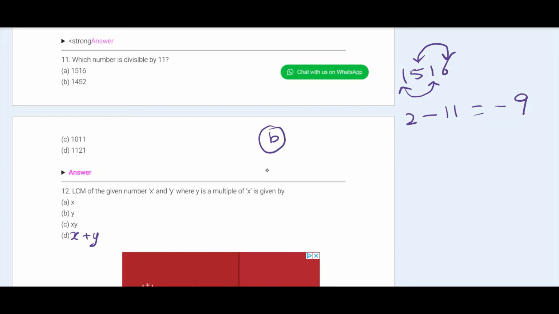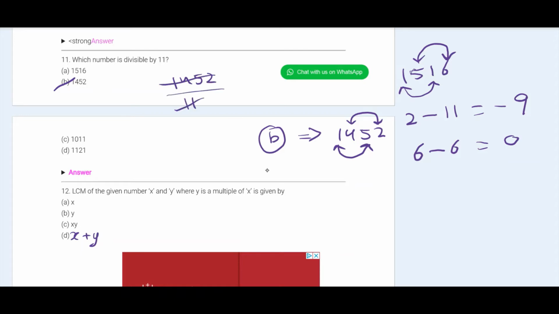If you go to option B, option B gives us 1452. The sum of these two alternative digits equals 6, minus the sum of these two, which is again 6, gives you 0, and 0 is divisible by 11. So option B is the answer. If you want, you can just cross check the answer. 1452 by 11. So 11 one time is 11, and the remainder is 35. 11 three times is 33, and then 11 two times is 22. So it is exactly divisible by 11.